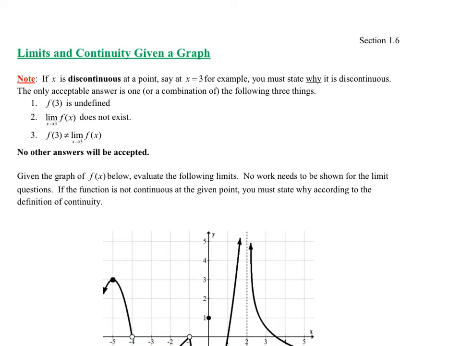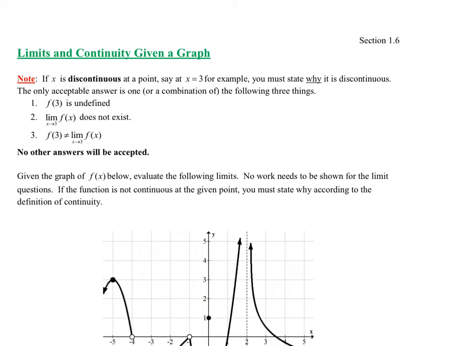It says if f is discontinuous at a point, say x equals 3, for example, you must state why it is discontinuous. And there are only three things that I'll accept on the test if you say it's discontinuous. The first one is you have to say the function doesn't exist at that point. Remember we're talking about x equals 3, so you would simply say f of 3 is undefined, or f of 3 does not exist. The second thing is the limit must exist at that point. So if it's discontinuous, you would have to say the limit as x approaches 3, and you do need to plug in the number 3 there, of the function does not exist. The last thing is the function is not equal to the limit.